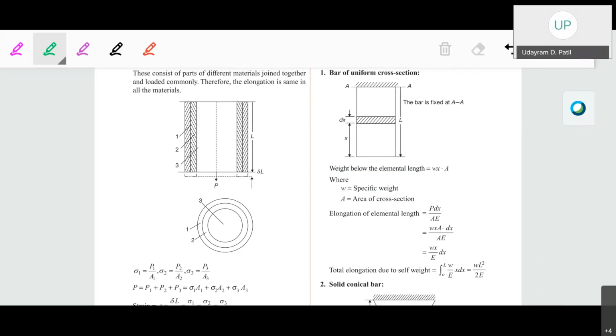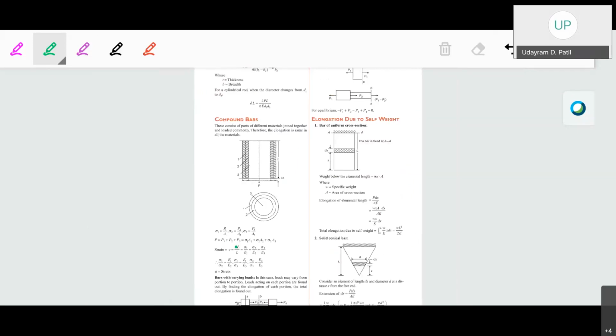That will give us the total weight of the bar. Total weight of the bar divided by 2E, you can easily calculate the delta L, that is the elongation due to the self weight. Remember the formula. We will take the numericals on this particular formula.